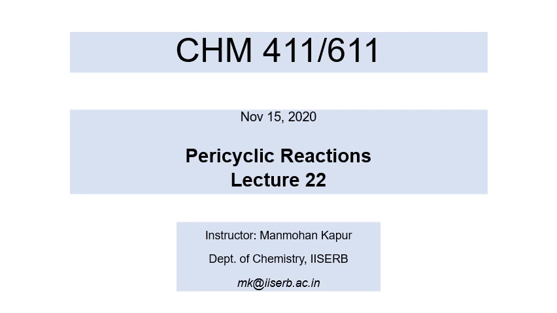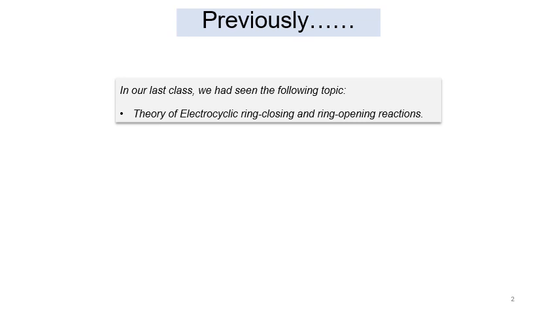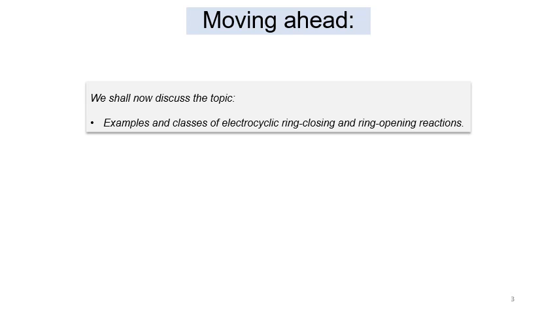In our previous class, we had started off with the theory of electrocyclic ring closing and ring opening reactions, in which we had seen the various theories and their application in deducing the mechanism and the permissibility of electrocyclizations or ring openings. Moving forward, we will now see some examples and classes of electrocyclic ring closing and ring opening reactions.